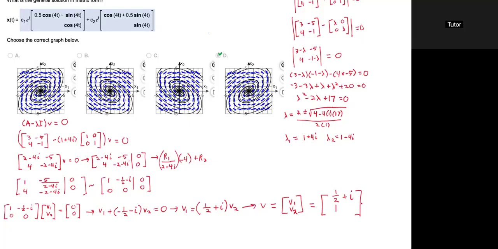So this is equal to our V1. And in this case, since we have a complex value solution, first of all, we have to note that V1 over here is different than the V1 over here. The V1 over here denotes the first eigenvector.